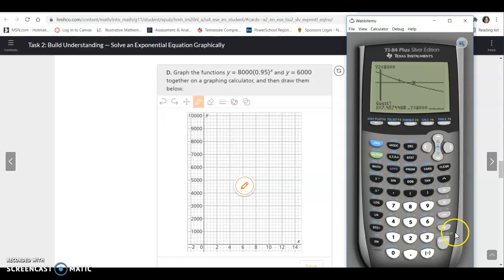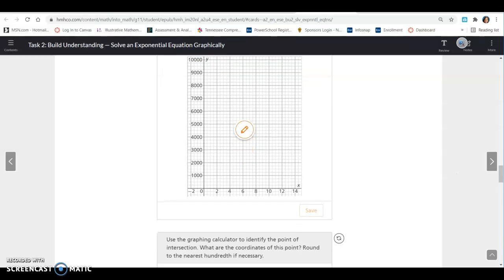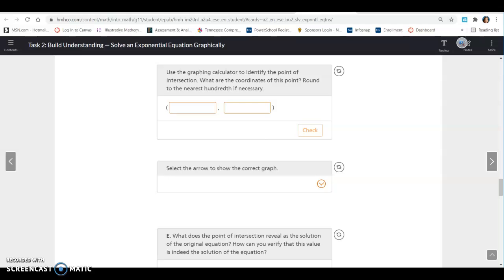Now it's going to say guess. So you actually have to hit enter one more time. And this is going to give you the intersection point, okay? So it says the intersection point is 5.6 and 6,000, okay? So the graphing calculator is very handy. I'm not going to try to draw that on here since we did it on the calculator.